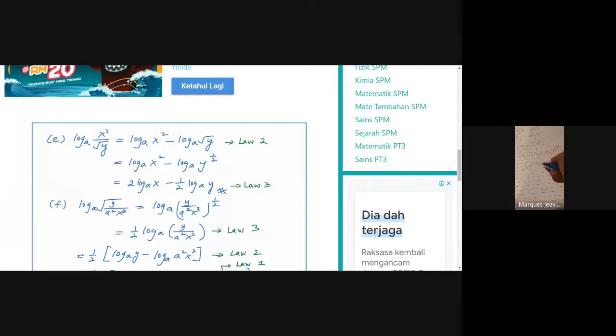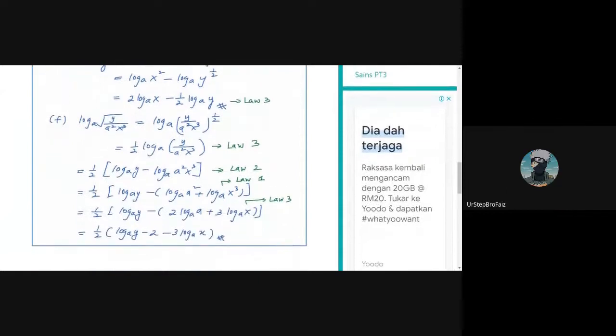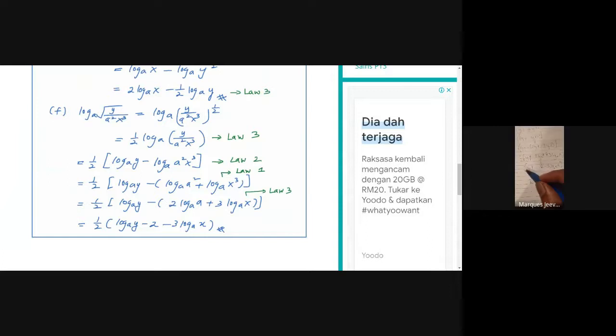Now, 2 log a a becomes 2. Half log a y, brackets, minus 2 minus 3 log a x. Multiply them in, this becomes half log a y minus 1 minus 3 over 2 log a x. Clear? I kind of lost it on the last part. Half times log a y becomes half log a y, right? Yes. Half times negative 2 becomes negative 1, right? Yes. Half times negative 3 log a x is negative 3 over 2 log a x. That's all. Clear?